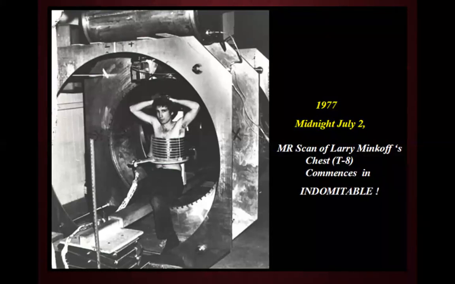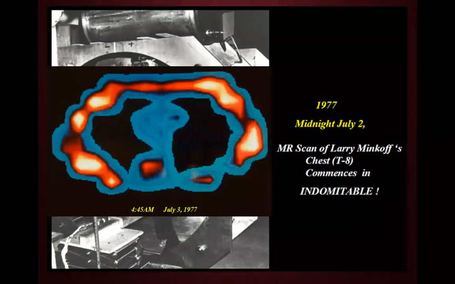On the midnight of the 2nd of July 1977, a person called Larry Minkoff underwent the first MRI scan, and it took close to 4 hours and 45 minutes to take this one image. This began at midnight 12 a.m. and at 4:45 a.m. the next morning, they found this image of his chest at T8 level.